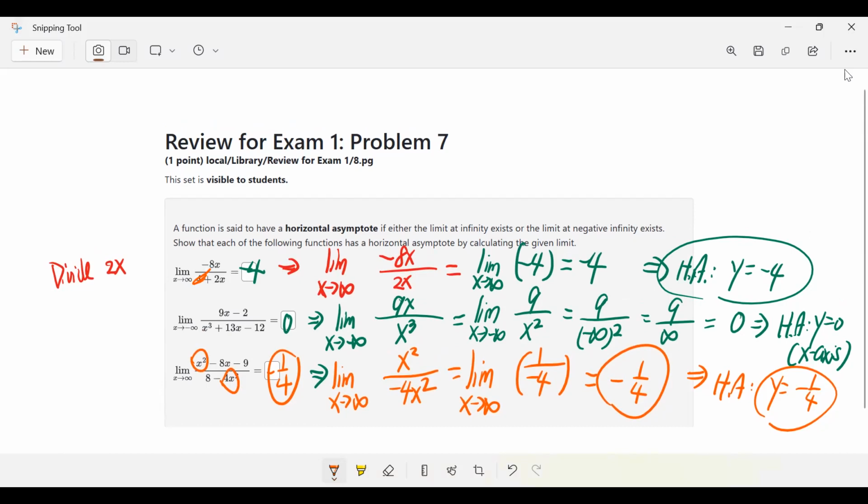Yes. I'm still confused. What makes it cancel out though? Oh, it's negative 8x over 2x. You see, 8x over 2x, that's 4, right? And keep the signs. No, I mean, why is the constant not important when the variable is approaching infinity? Why does the constant stop being important? Very good. Yes. Thanks. That's actually a very good question.